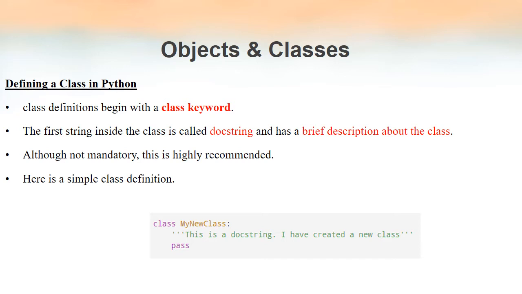We can see a simple class definition over there. Class is the keyword and MyNewClass is the name of the class. As you can see, we use a colon and then we start writing the lines of code. The doc string, you can see, is opened by a pair of three single quotes. This is the doc string: I have created a new class. There we are writing the details of the class, what all things will be there inside the class, etc.